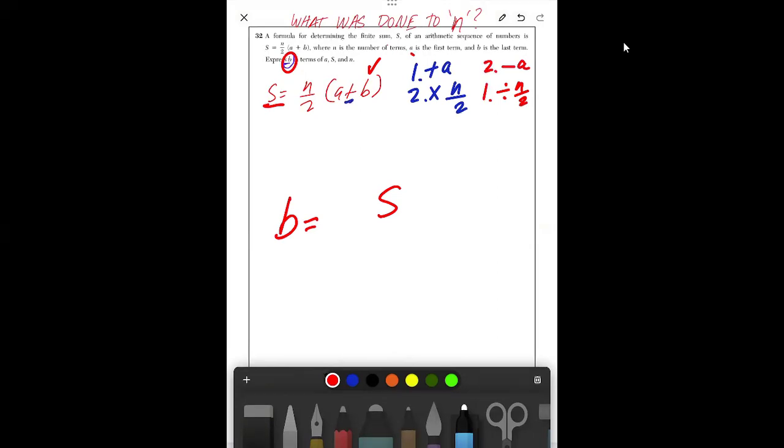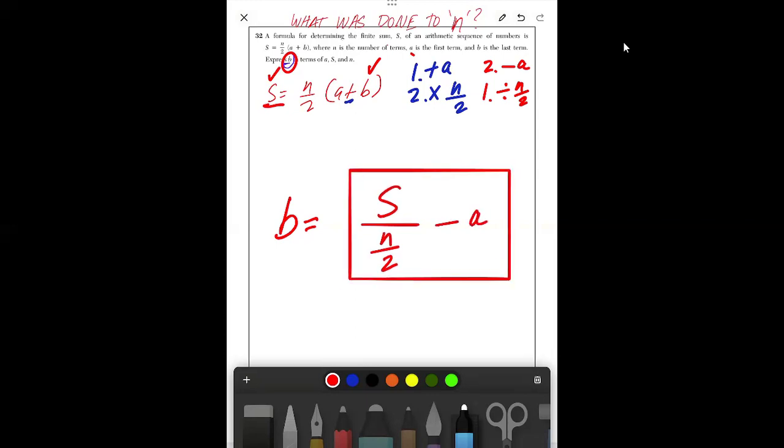So we're going to take this S that's already on this side, and we're going to divide it by N over 2. Done. And then we're just going to subtract A. Done. So here is our new formula. Again, we can simplify this. We can make this 2S over N minus A, but this is acceptable because these two are equivalent expressions. That's it. So when you're doing these kinds of questions, you just do PEMDAS and then you reverse the order and you do the inverse of whatever operation you did. And that's it.